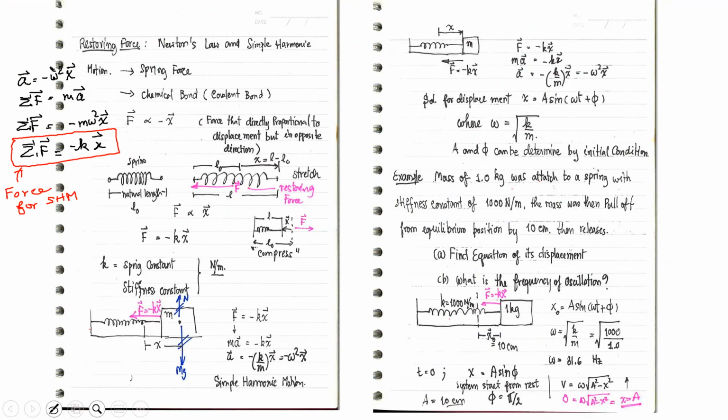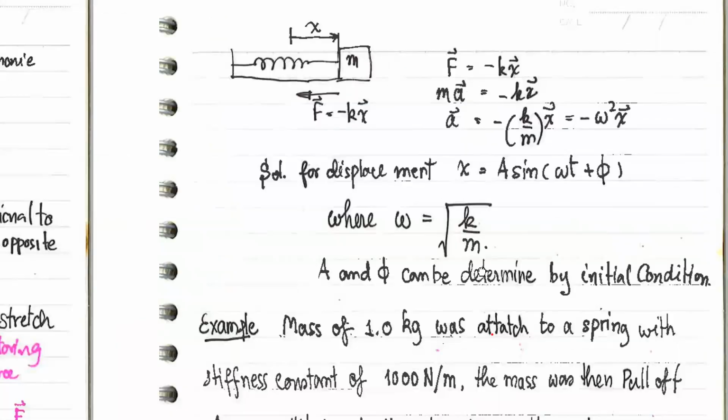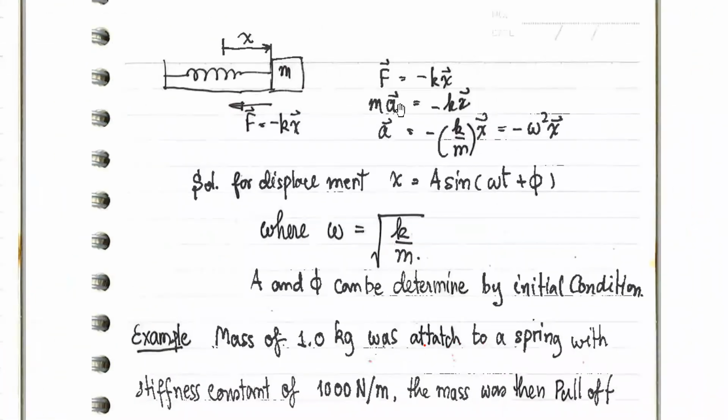So let's take a look at this. In that case, a is equal to minus k over m times x, or minus omega squared x, and omega is the square root of k over m. The solution for the displacement is in the form of harmonic motion: x equals A sine of omega t plus phi. A and phi can be solved with what we call initial conditions.